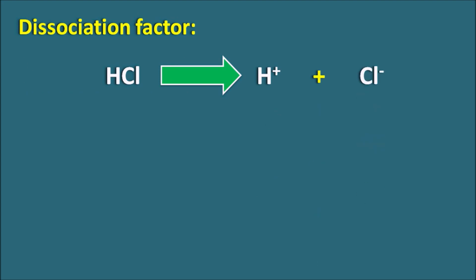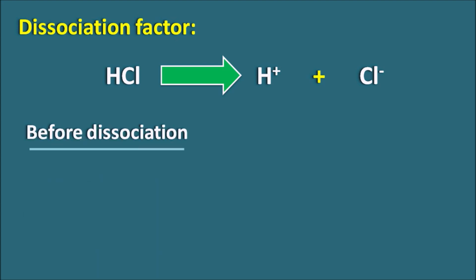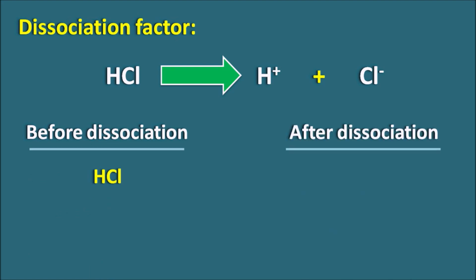So what is the dissociation factor? We have seen that HCl dissolved in water is converted to H plus and Cl minus ions. The dissociation factor can be calculated by counting the number of species before and after dissociation. Before dissociation, we can observe only HCl molecules, but after dissociation, we can observe H plus ions, Cl minus ions as well as HCl molecules. So here we have to consider each and every type of species, whether it is a cation, an anion or a non-ionic substance.